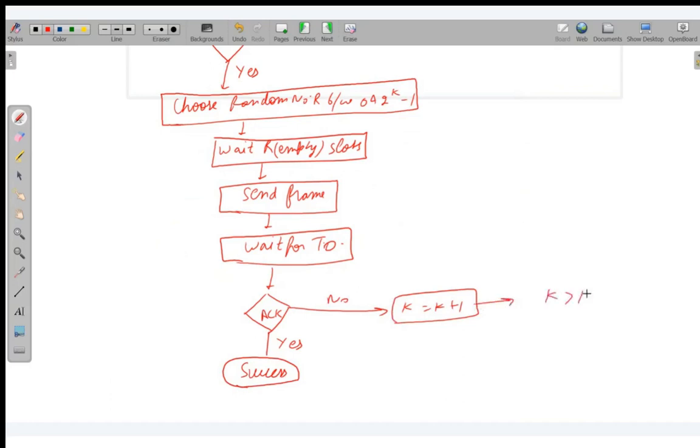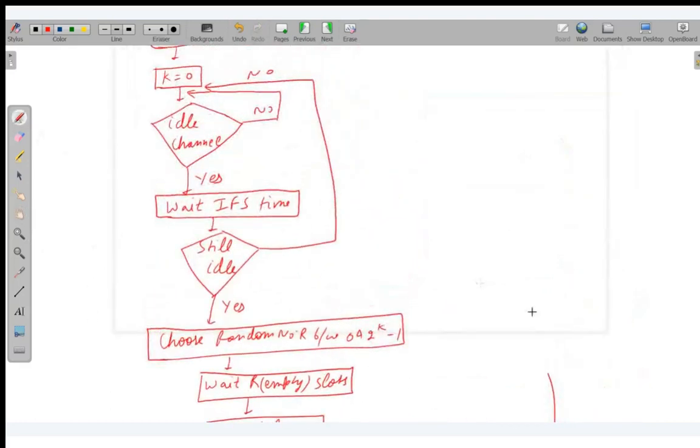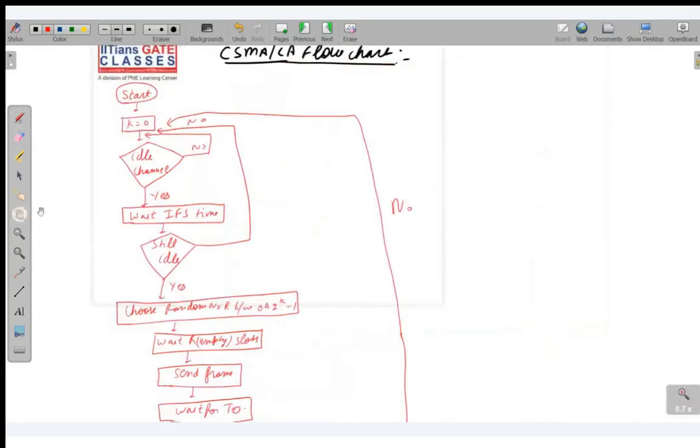Same scenario, K greater than K max? Yes, then we will abort the session. No, then we will go ahead. Rather, we will go way back to the previous step from the start itself, and again do this thing, idle channel and so on. We will keep on waiting.